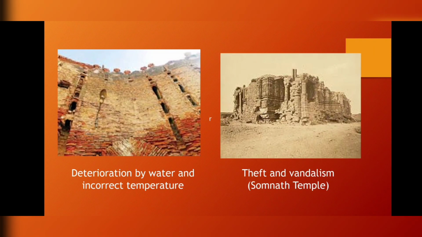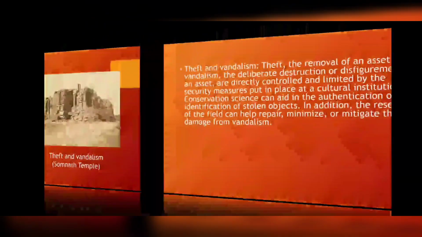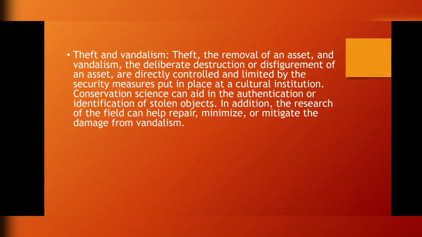Theft and vandalism of the Somnath temple. Theft and vandalism. Theft, the removal of an asset, and vandalism, the deliberate destruction or disfigurement of an asset, are directly controlled and limited by the security measures put in place at a cultural institution. Conservation science can aid in the authentication or identification of stolen objects. In addition, the research of the field can help repair, minimize, or mitigate the damage from vandalism.